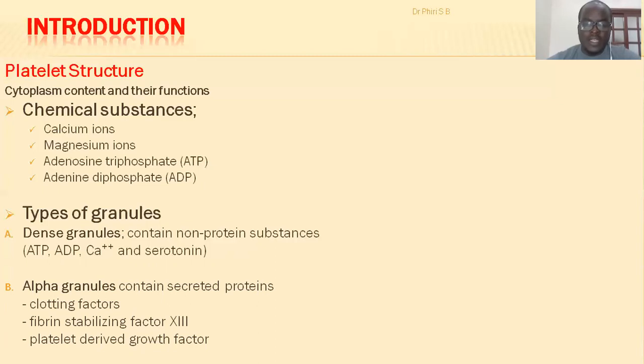After activation of platelets, you find that they start releasing the platelet derived growth factor. These factors will enhance angiogenesis, or the development or repair of blood vessels. They will cause repair of damaged smooth muscle cells, damaged endothelium, and also repair of the collagen fibers. So we have the growth factors that can stimulate this, which are also found within the alpha granules.